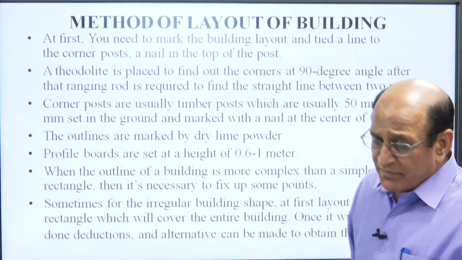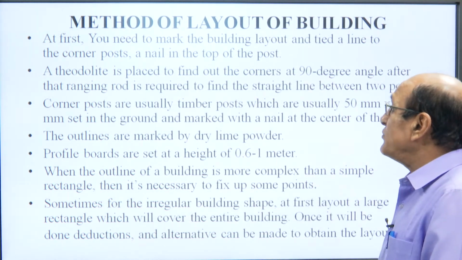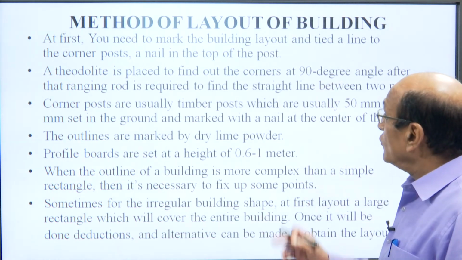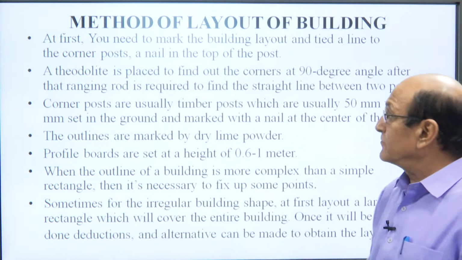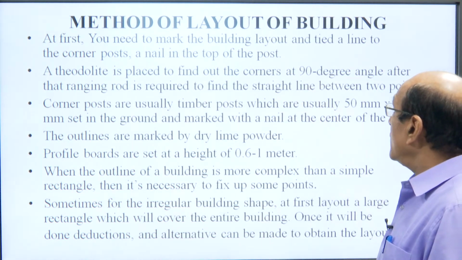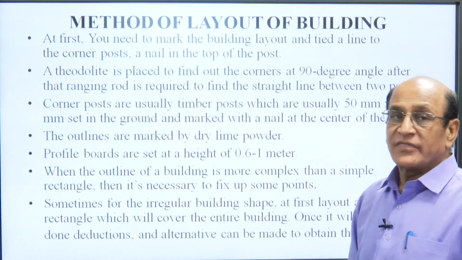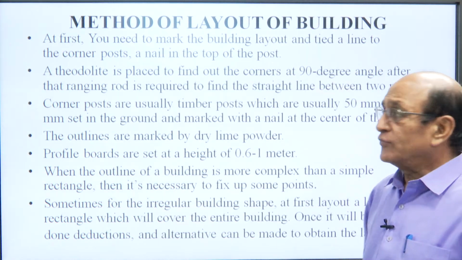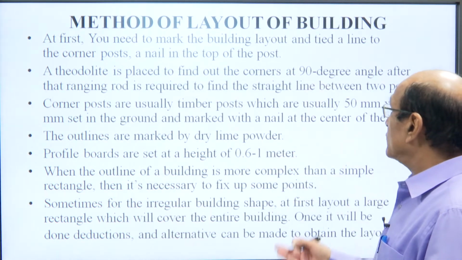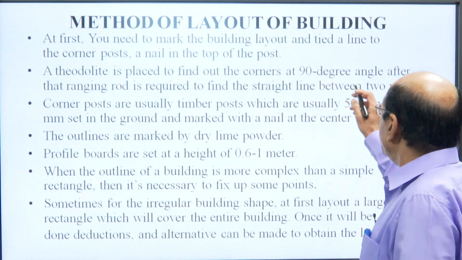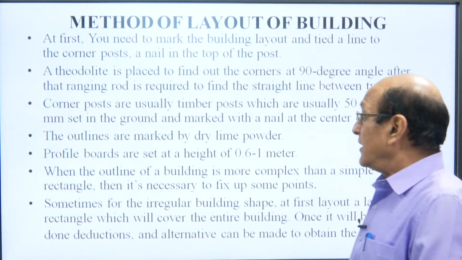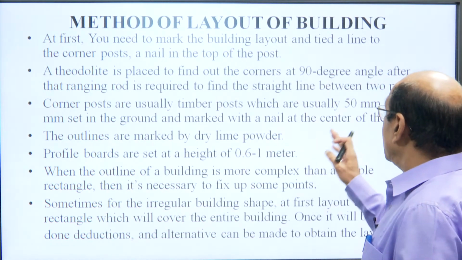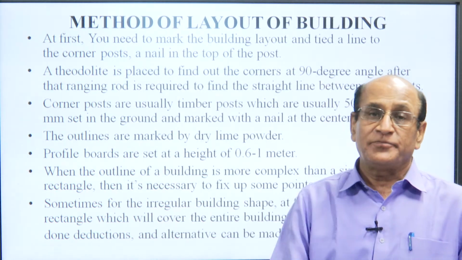Method of layout of the building. At first you need to mark the building layout and tie a line to the corner post, with a nail in the top of the post. A theodolite, you may use a total station also. A theodolite is placed to find out the corner at a 90-degree angle. After that, a ranging rod is required to find the straight line between the 2 points.